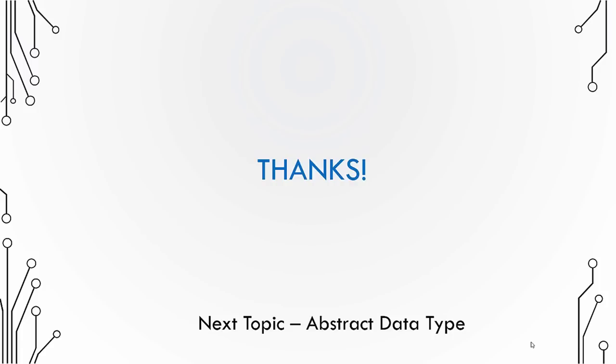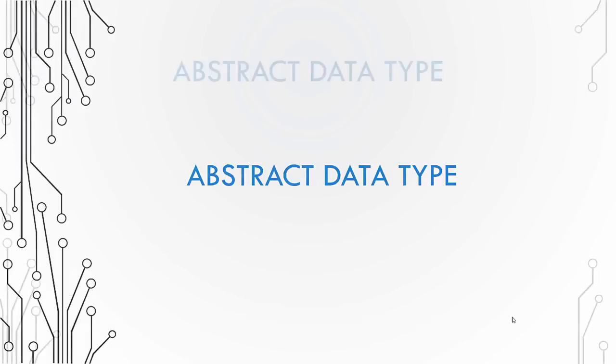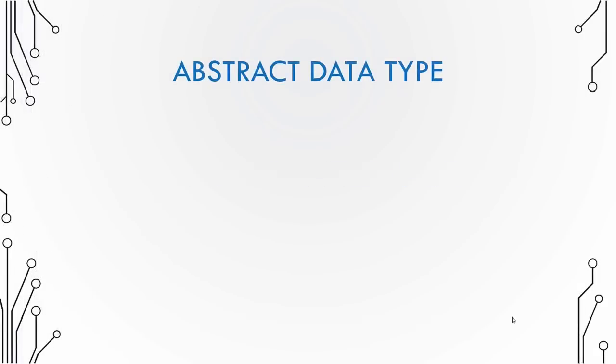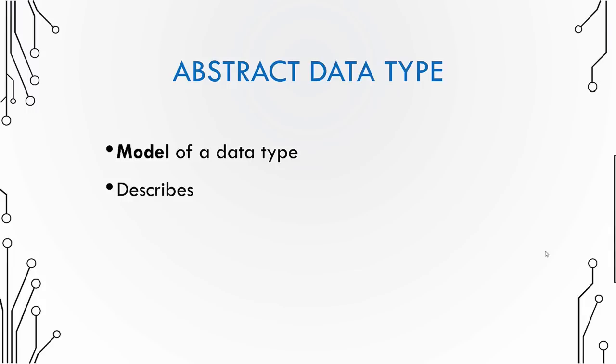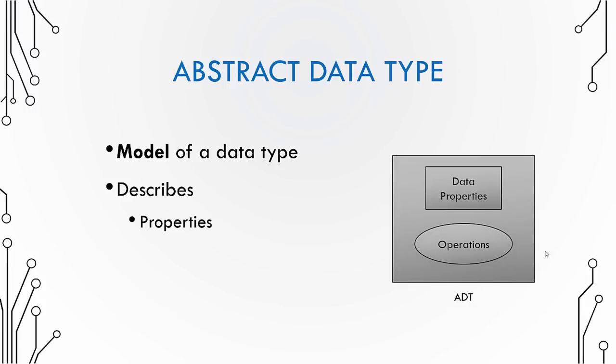The next topic that we will do is abstract data type. In this video, let us see what an abstract data type is. When you talk about abstract data type, you talk about something that models a data type. And by modeling a data type, we say that it describes the data properties and the operations that can be done on that type of data.